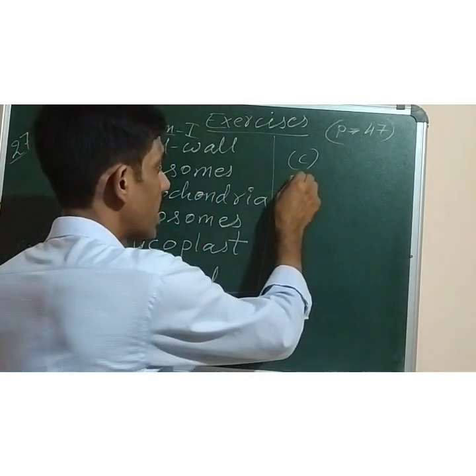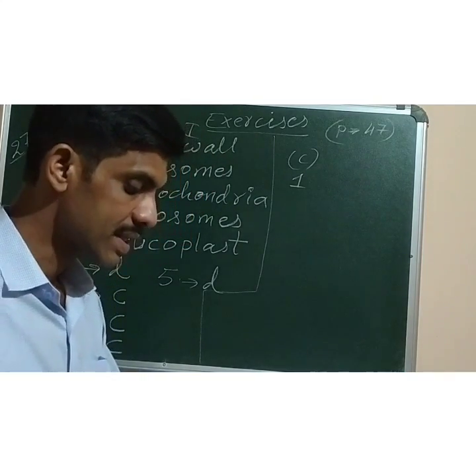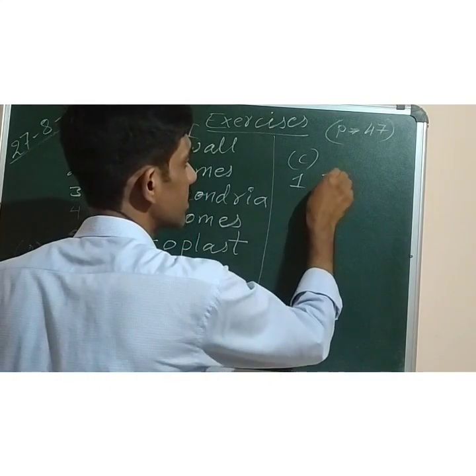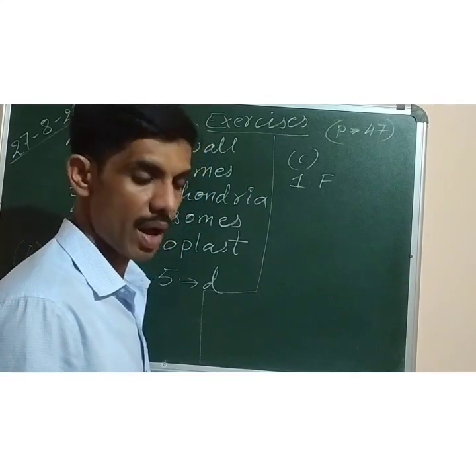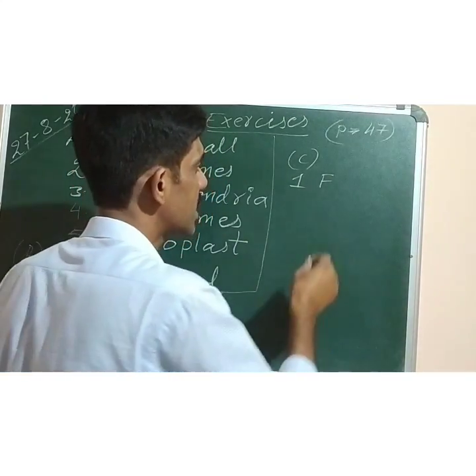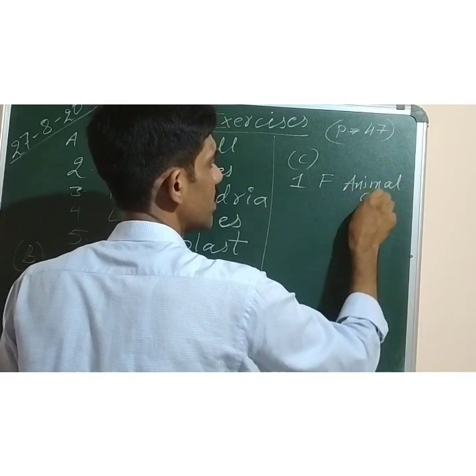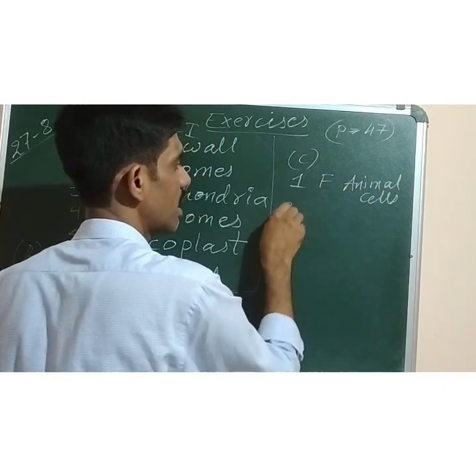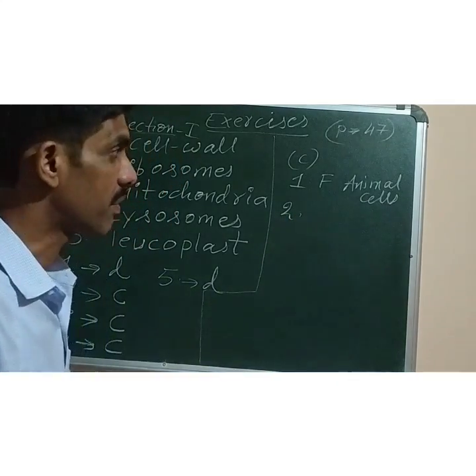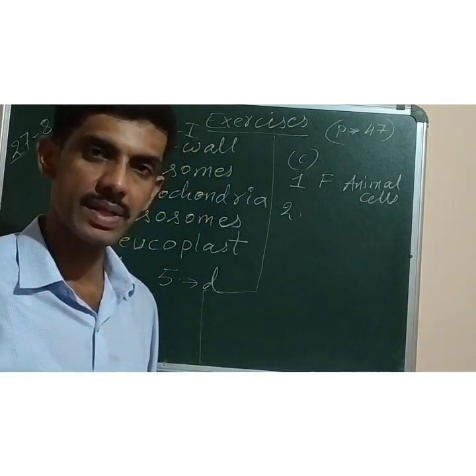Like question number 1, let's see. Plant cells have different shapes. So it is false. The word different you have to cut, or instead of plant you can write animal cells. Cut the plant cell, okay? What you have to cut? Plant cell. The first word I have changed. Don't write plant cell, write animal cells have different shapes, then it is correct.